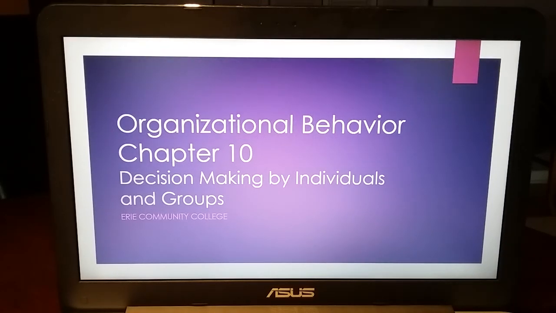Hi everyone, we have moved on to Chapter 10, the last chapter in this section. So we're going to talk about decision making by individuals and groups, and it should be interesting. This is another chapter where a lot of other concepts, both ones that we've talked about already and ones that we will talk about in the future, will come into play.